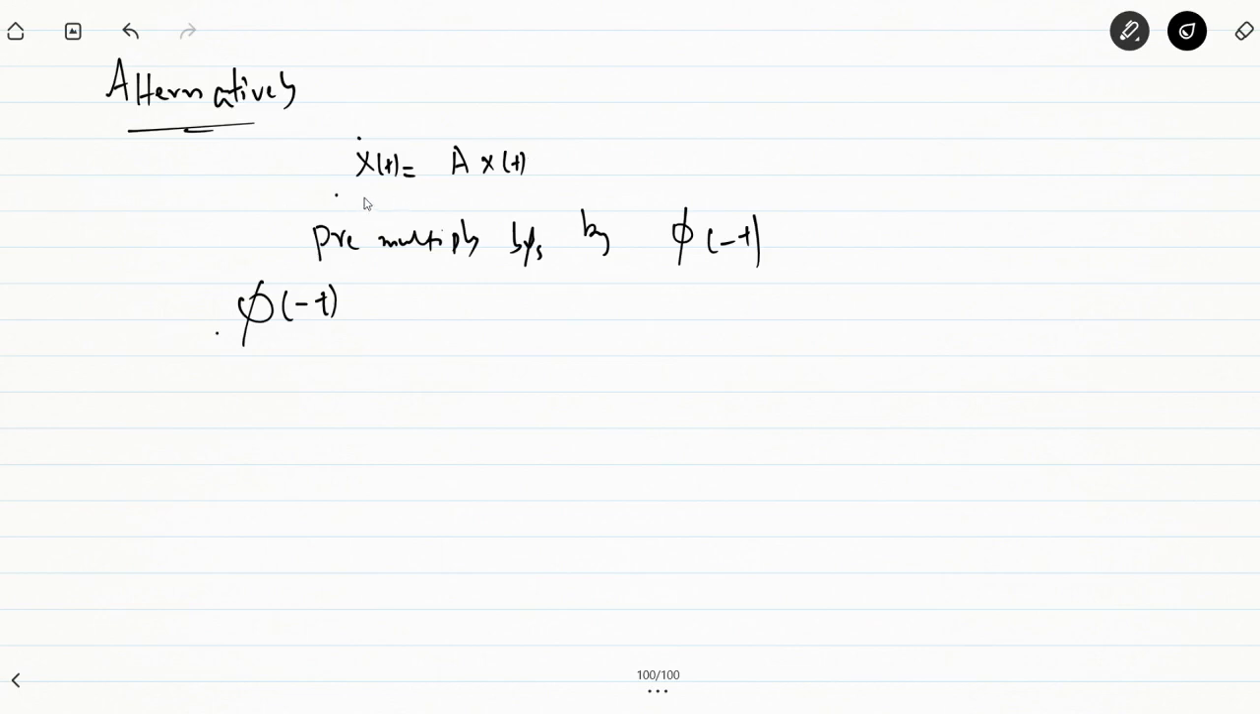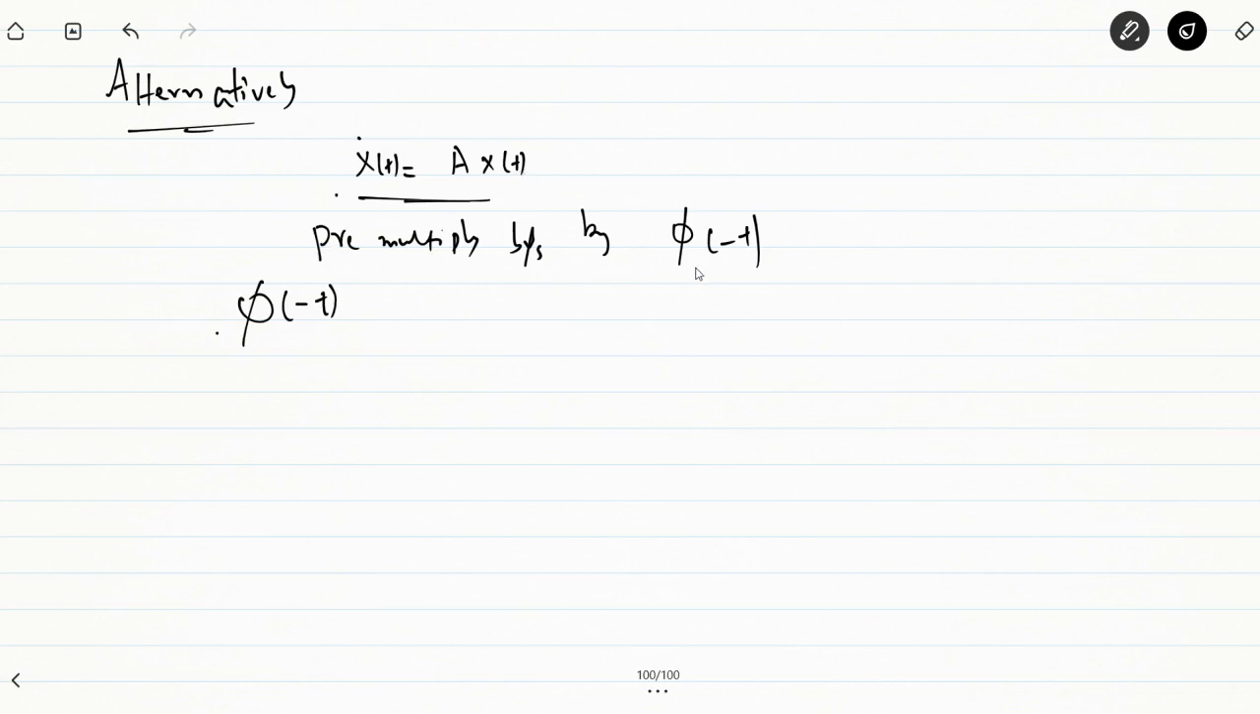So alternatively x dot t is equal to axt. This is your state space equation. Plus bu was there here, but we are saying this is a homogeneous equation. Homogeneous equation means it's an unforced system. That means u is equal to 0. We are not applying any external force.